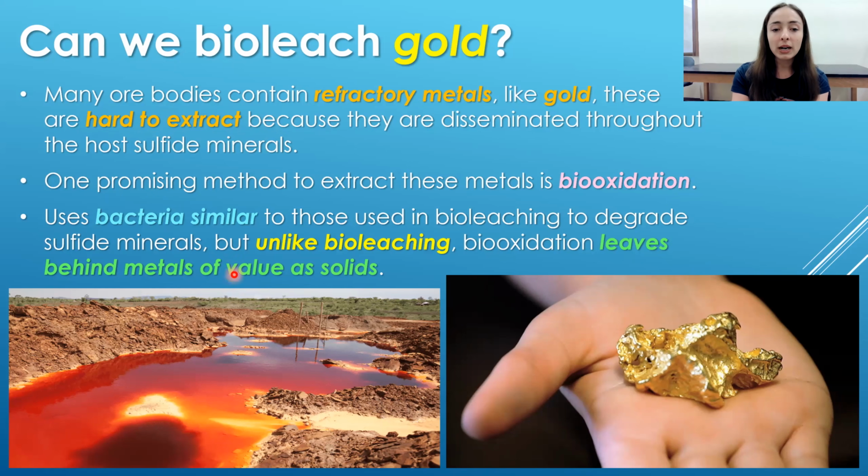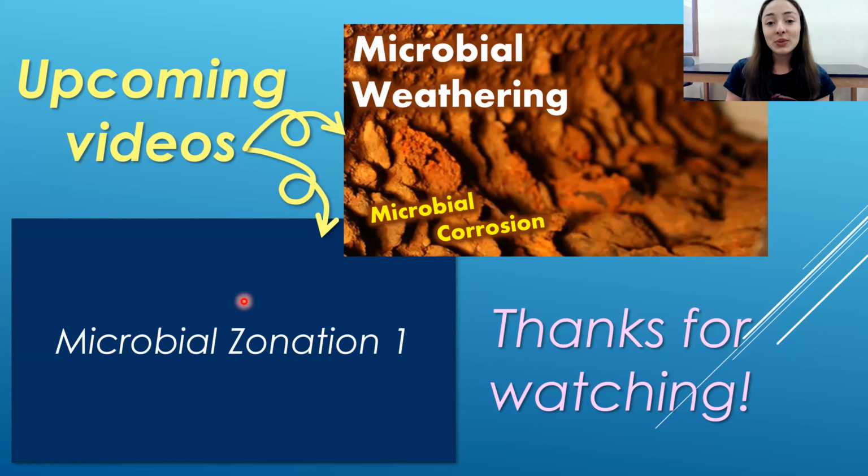Well, it's similar to bioleaching in that, yes, bacteria similar to what we just talked about are used to degrade sulfide minerals, but unlike bioleaching, bio-oxidation leaves behind certain metals as solids. And typically, depending on what kind of bacteria we choose for this process and what kind of composition the entire ore deposit is, we can kind of choose which metals of value we want to target, which is really awesome. So that is all I have for the topic of sulfide oxidation, bioleaching, and biomining in the microbial weathering series of videos we're having here.